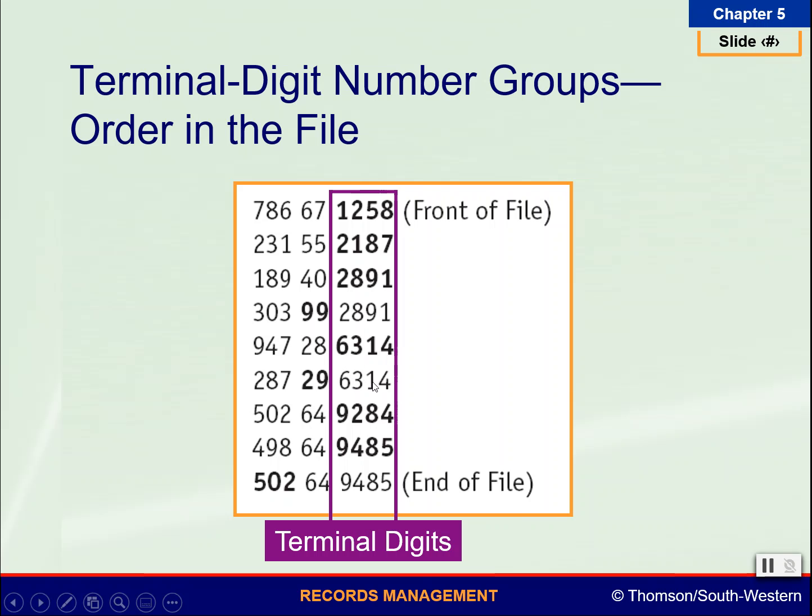Again, 6314 and 6314. You have the same number, so you need to take a look at the second unit. 28 and 29. Of course, 28 is lower than 29. Again, the same thing: 9284, 9485. Of course, 9284 is lower than 9485. So this is how you are going to read this one.